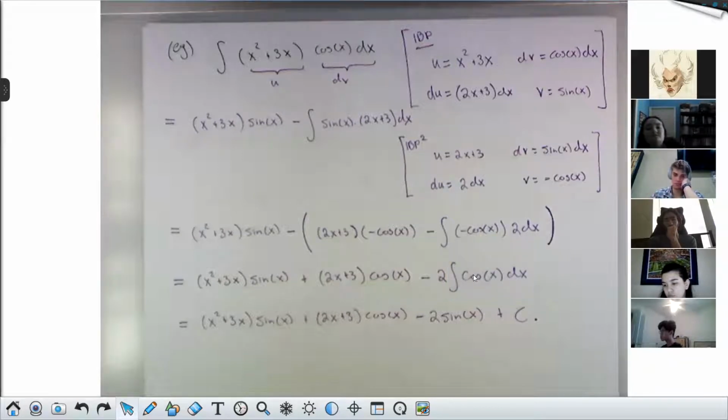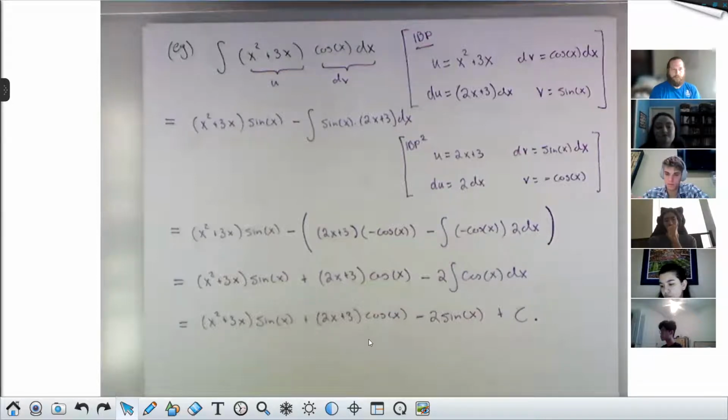As long as you have a constant multiplying your function inside the integral, you can always pop it out. And that's always a nice thing to do. Of course. Any other questions about how we get to here?